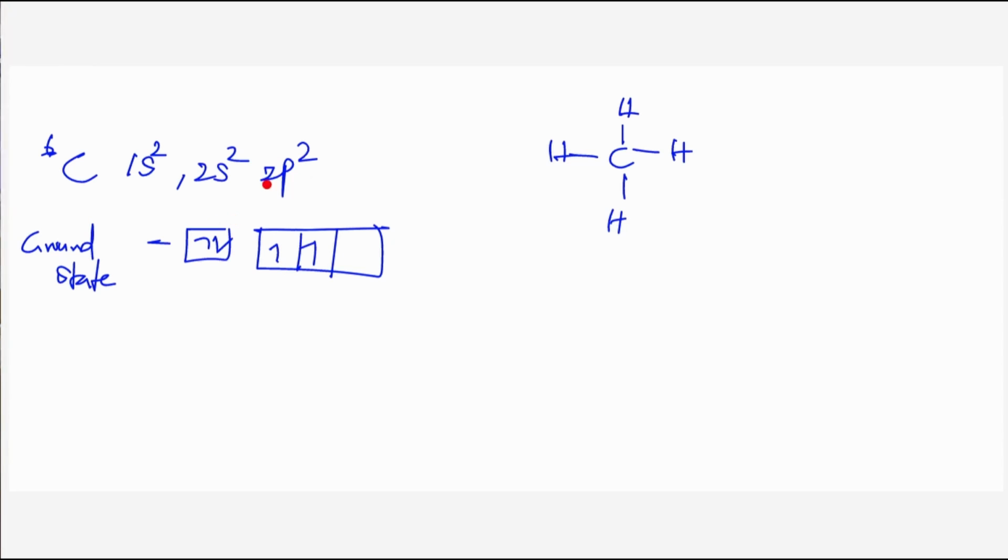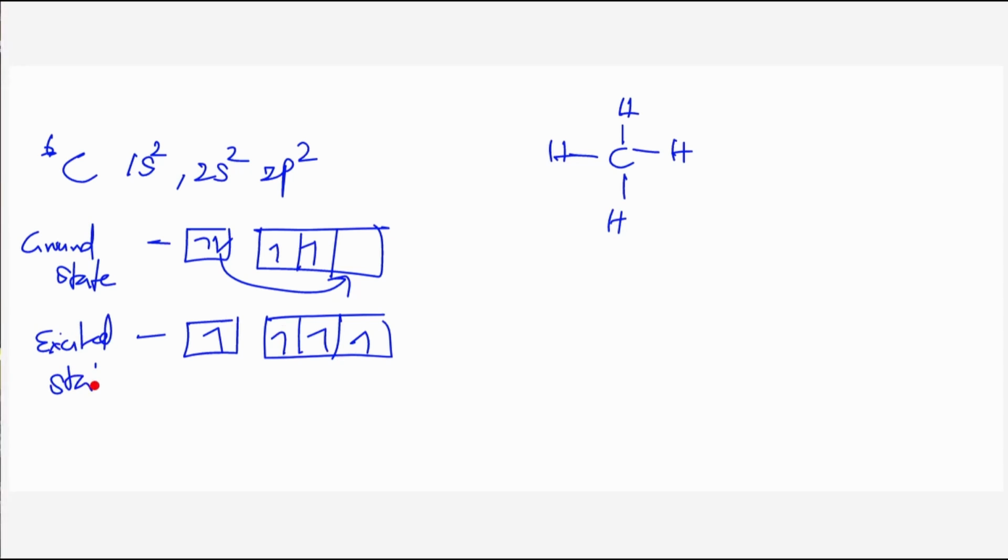But in the ground state, you can see carbon possesses only 2 unpaired electrons, which means carbon can only form 2 bonds with 2 hydrogens like this, sharing the 2 electrons. But that's not the case. Carbon forms 4 bonds, right? So atoms form bonds in the excited state. That is, the electron from the 2s gets excited to a higher level. This is known as the excited state. So atoms form bonds in the excited state.